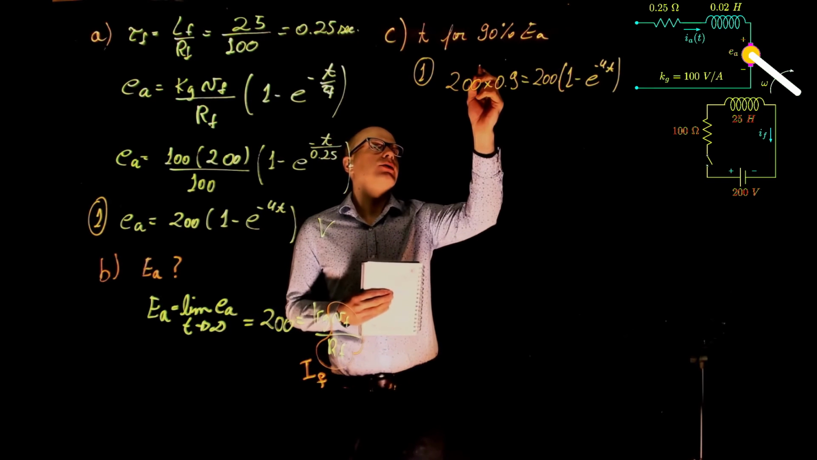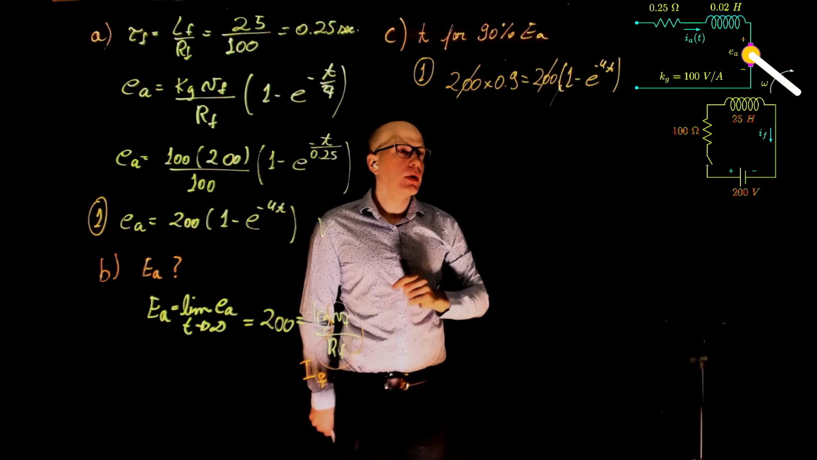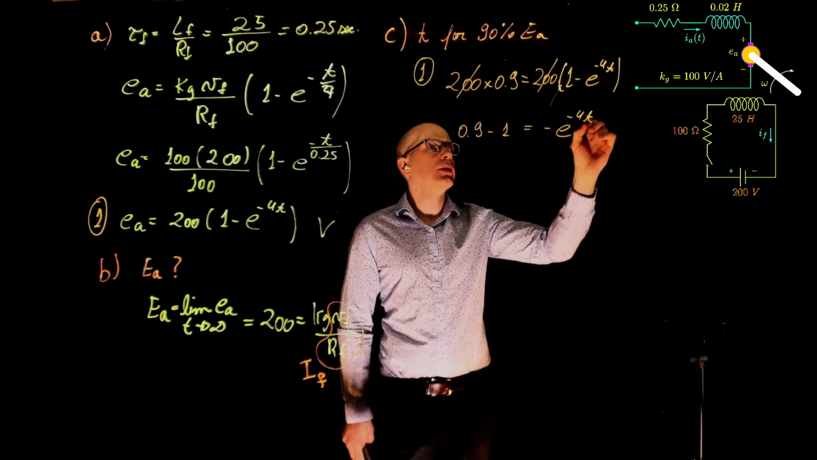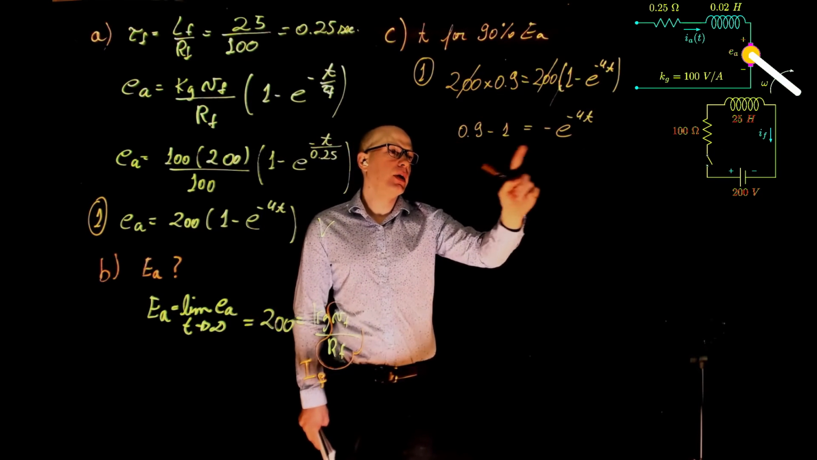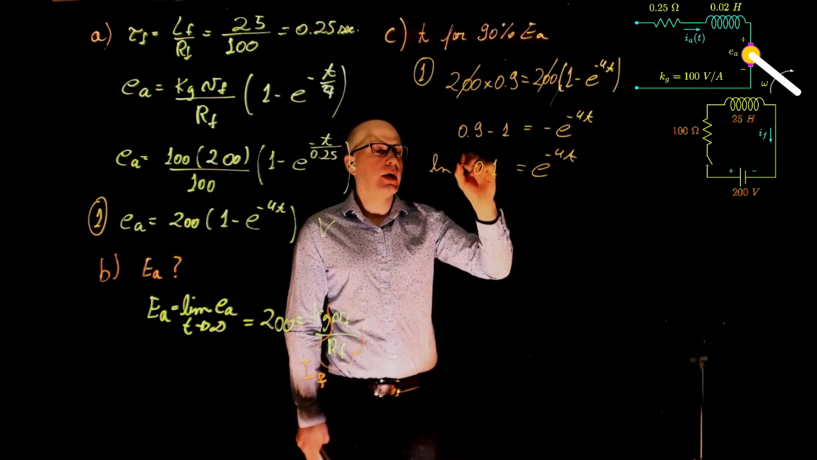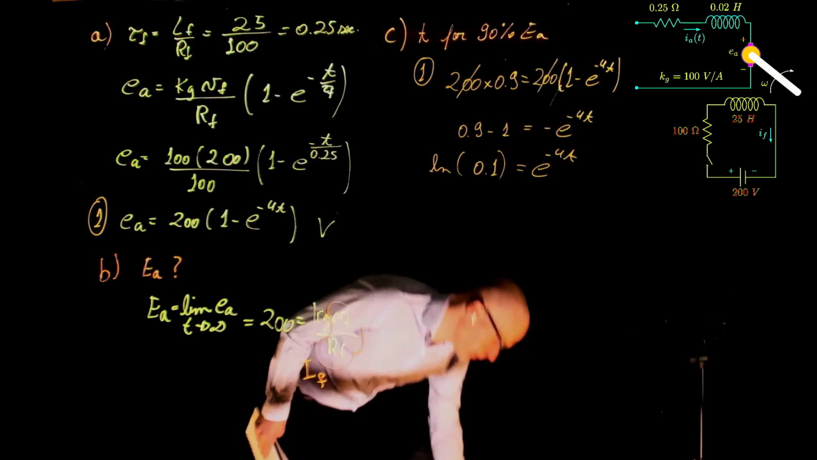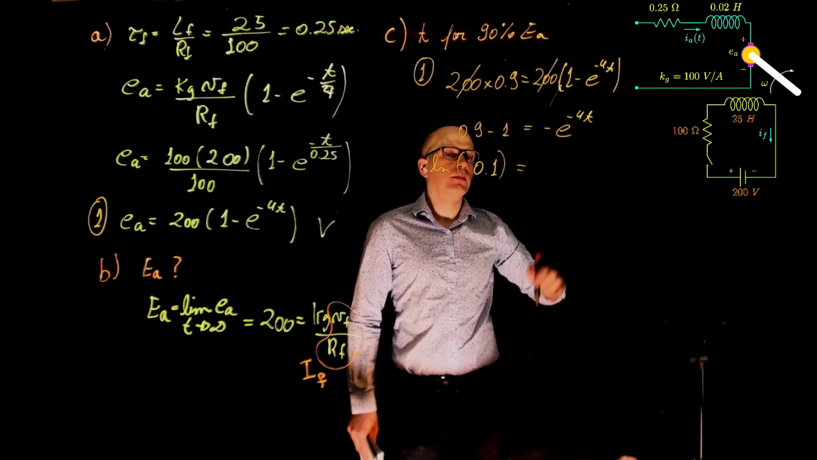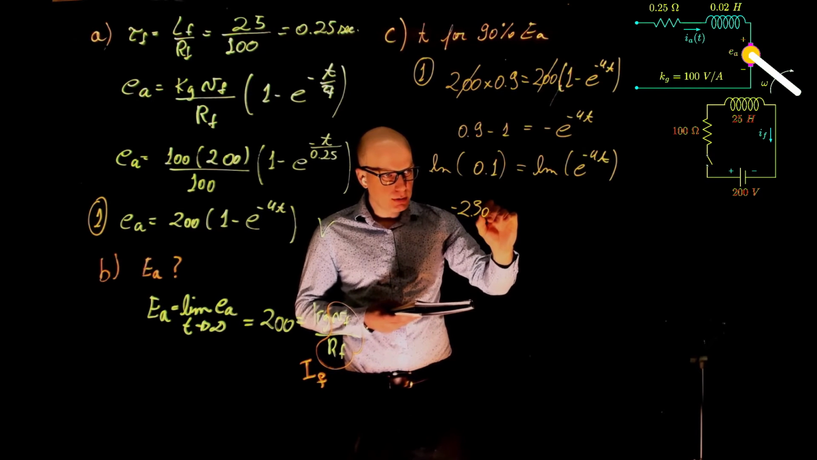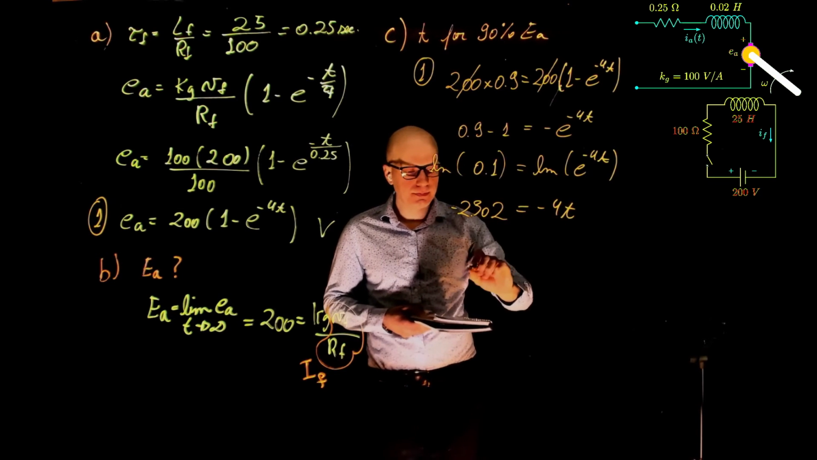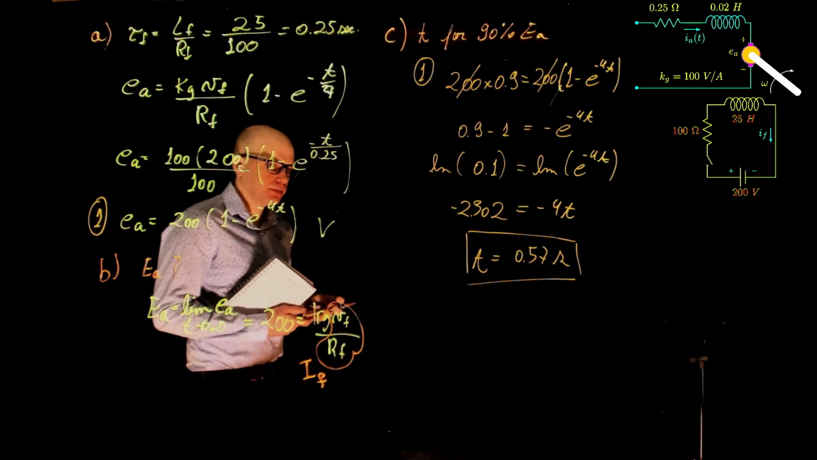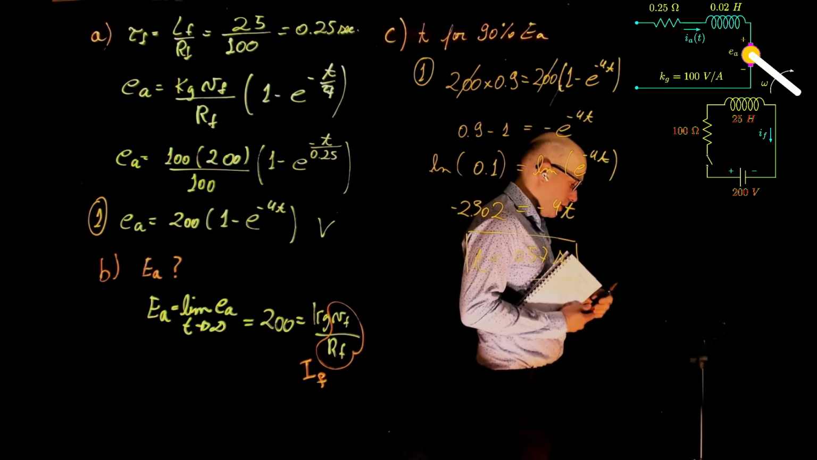So you can divide everything by 200, so this goes away. So you have 0.9 equals that. We can move the 1 to this side. We have 0.9 minus 1 equals negative exponential negative 4t. This is negative 0.1 equals negative that. So we take the negative sign away, 0.1 equals exponential minus 4t. Take the natural log on both sides. On this side we have negative 2.302, and this is equal to negative 4t. T equals 0.75 seconds. This is the time it takes to reach 90% of the steady state value.